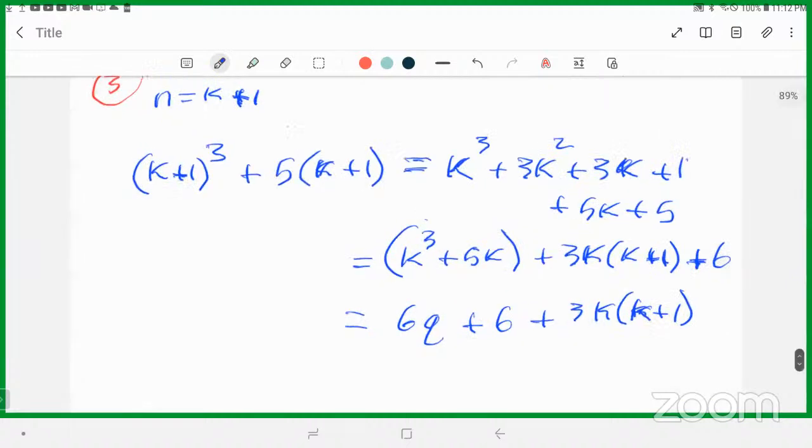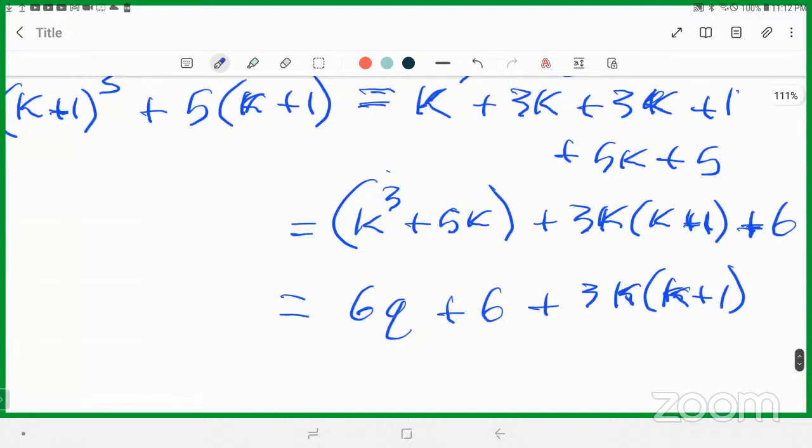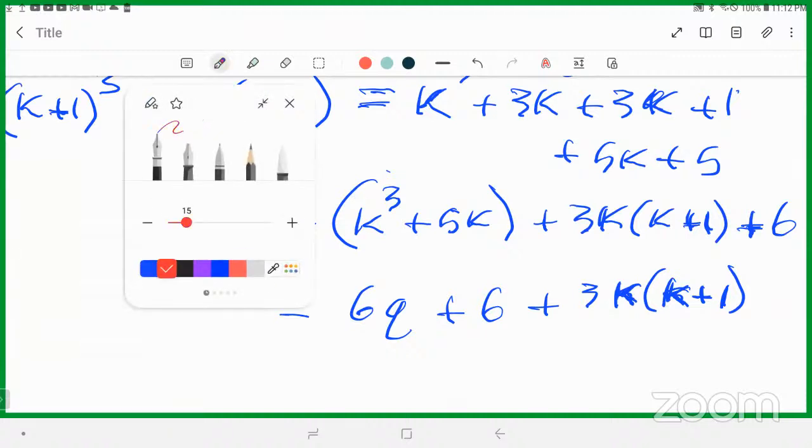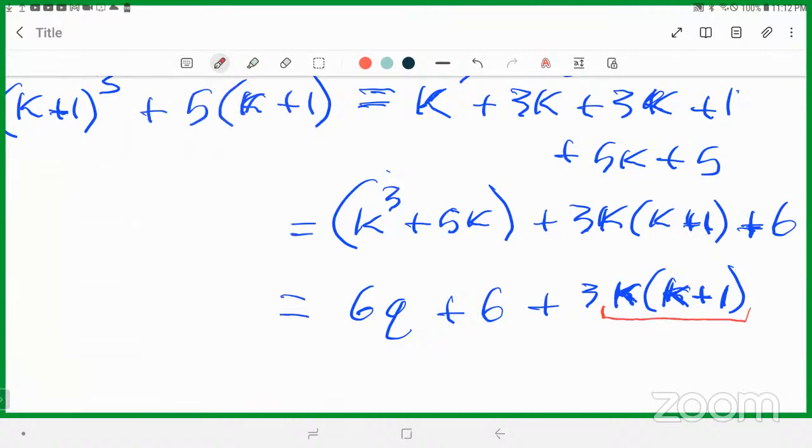See here, this is where the magic happens in this question. If you don't know this, you can't finish it. This is a key step right here to finishing this. You see this k times k plus 1? That's a product of 2 consecutive numbers. But remember now, if k is even, then k plus 1 is odd. And if k is odd, then k plus 1 is even. So the product of these 2 consecutive numbers will always be equal to an even number.